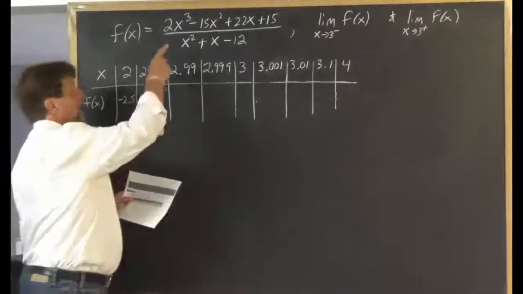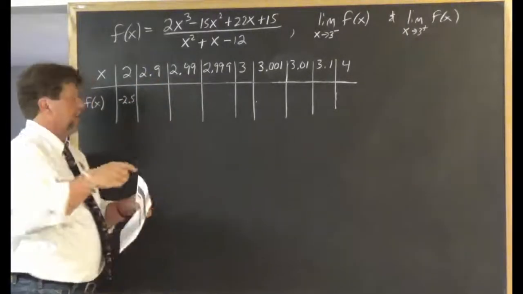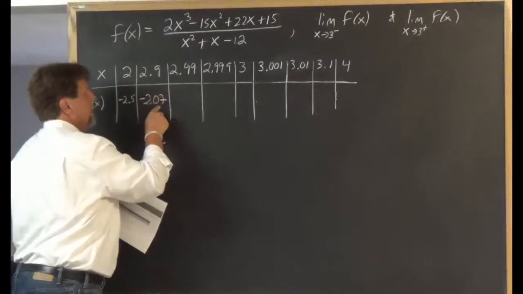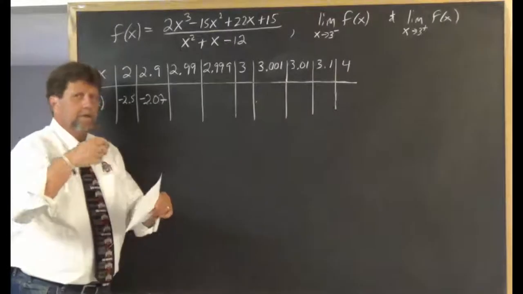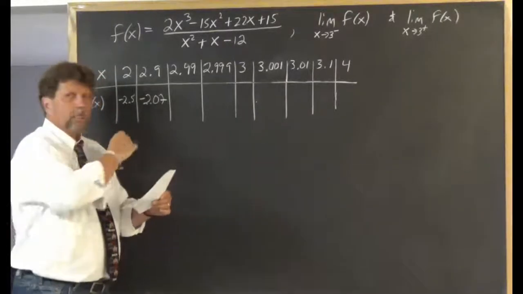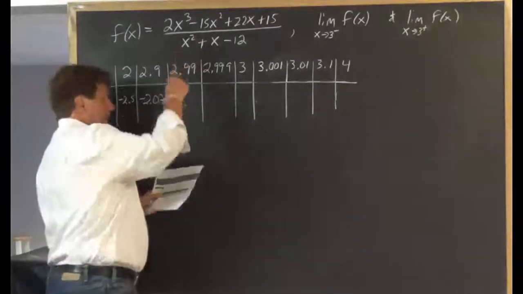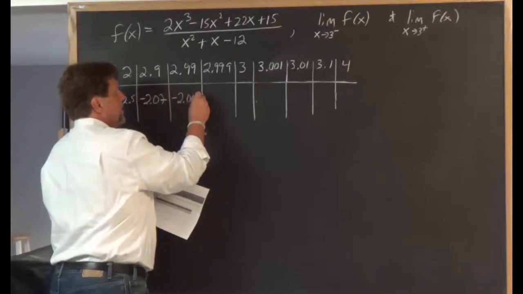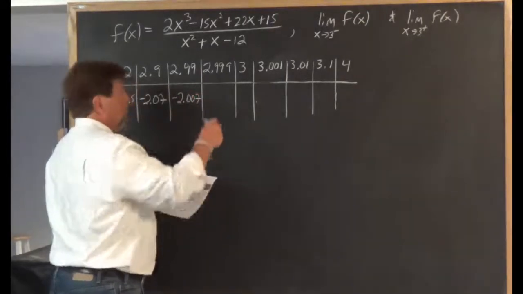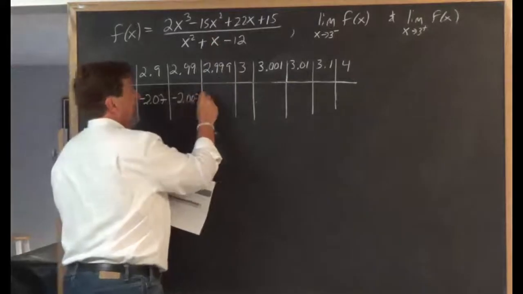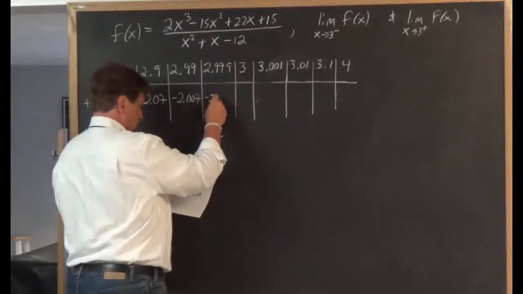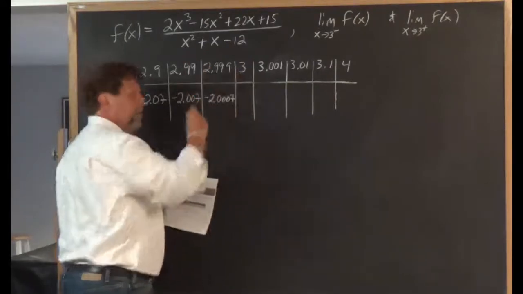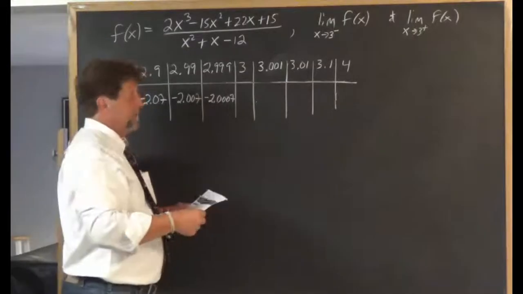When you put 2.9 in for x, and I'm going to round this, it's negative 2.07. That's rounded. I think it was like negative 2.069. There were a lot of digits. I'm just rounding here. When you put 2.99 in for x, again this is rounded, negative 2.007. When 2.999 went in for x, rounded, you get negative 2.0007. You can't put 3 in for x because the denominator would be 0.